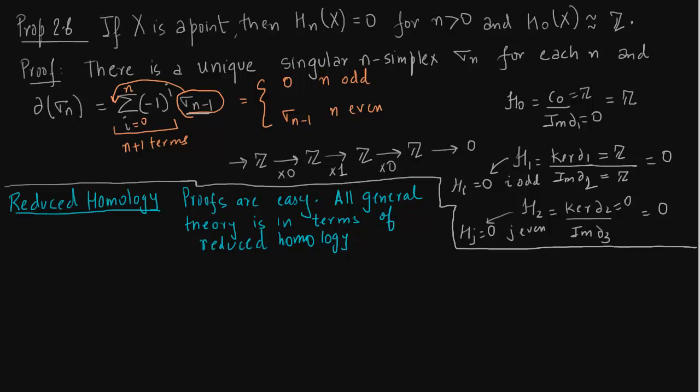So what is reduced homology? As I have mentioned before, we want for a point for all groups to be 0. So we just put a tilde over H to represent reduced homology. So let us write this down.